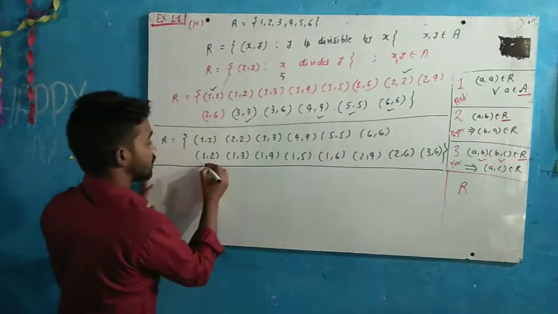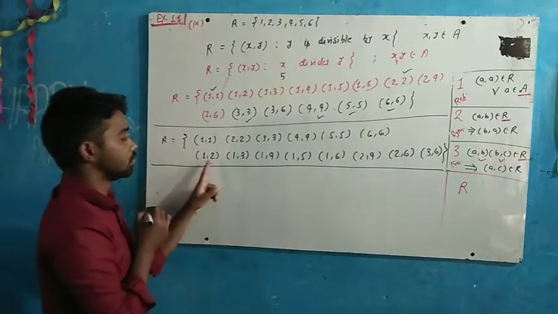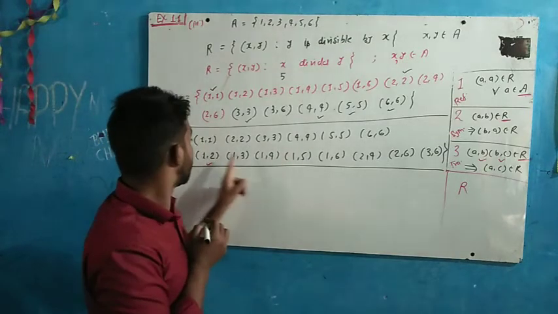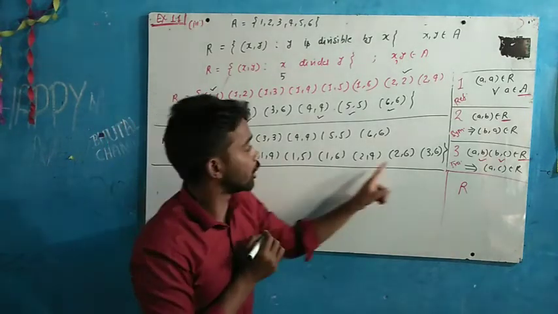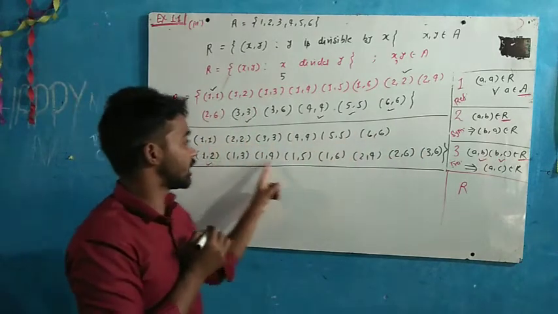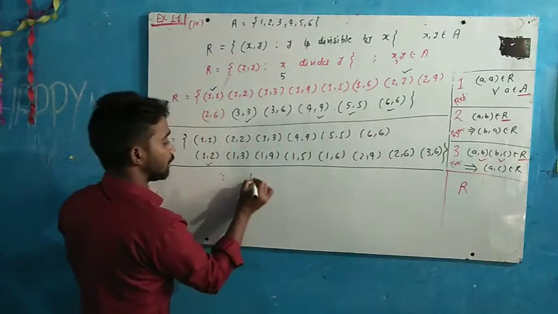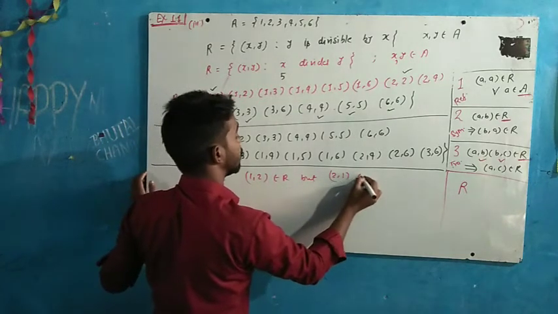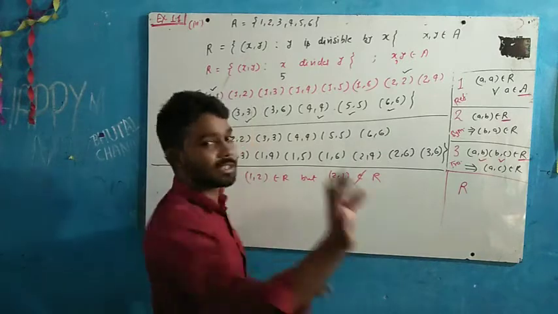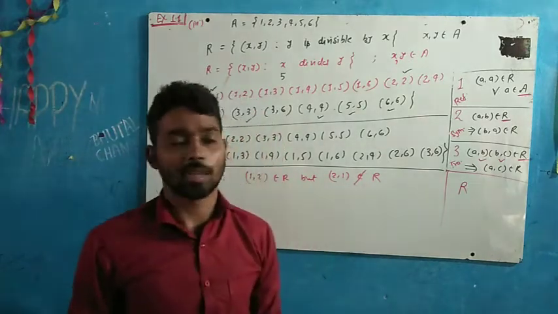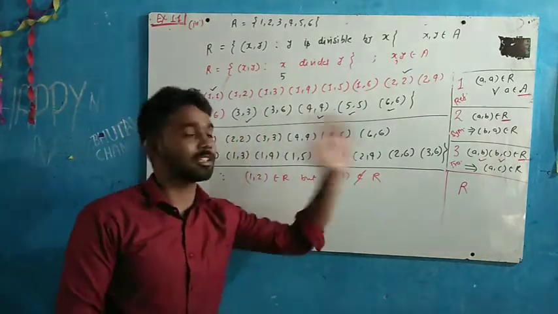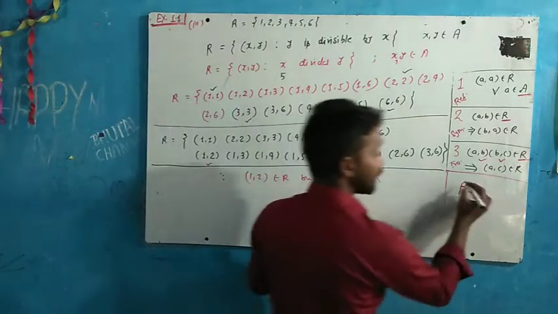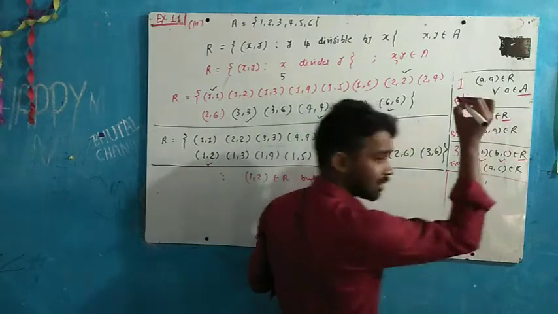Clear? So first check 1 comma 2. Just change the position: 2 comma 1. Is it here anywhere? 2 comma 1. Okay, 2 comma 1 is not present. Since 1 comma 2 belongs to R, but 2 comma 1 does not belong to R, hence it is not symmetric. And one example is enough. No need to check the remaining elements. Get me? Okay? Clear. So it is reflexive, but it is not symmetric.